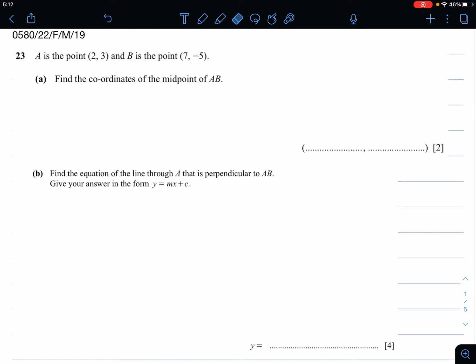Welcome to ANR Solver question 23. A is the point, they've given the points of A and B. We need to find the midpoint of AB. So how we do that is we use the formula of midpoint.